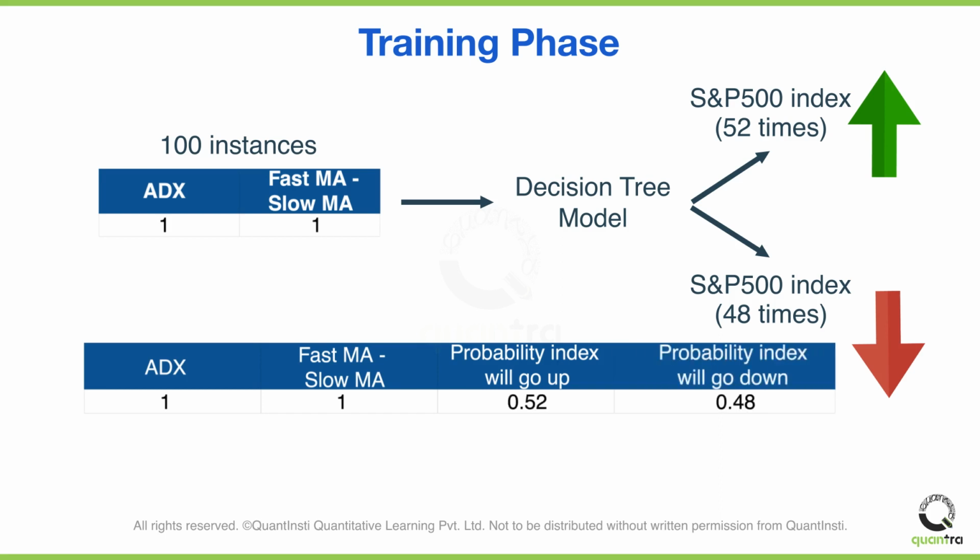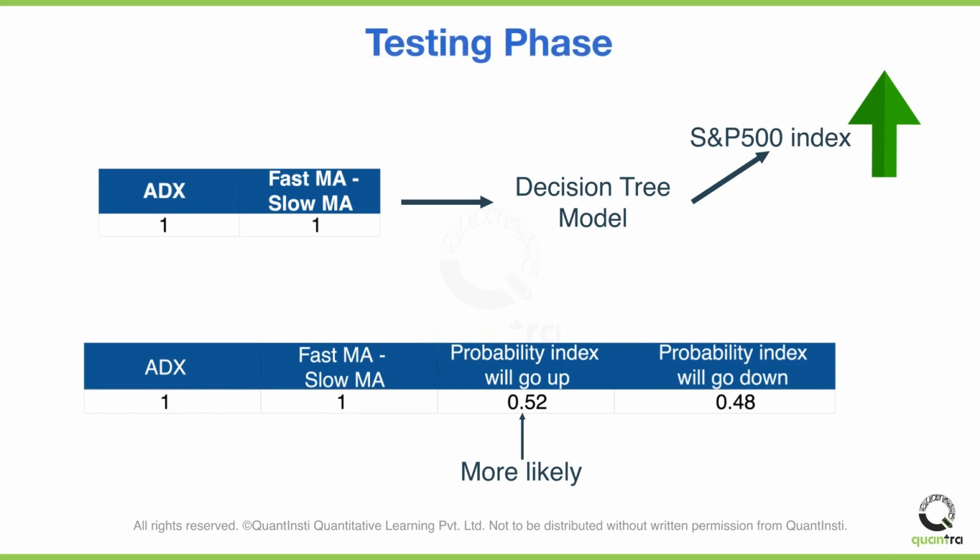The decision tree learns that if both features are 1, it is more likely that the index will go up than down. This is why the decision tree will predict that the S&P 500 index will go up if both features are 1 during testing.